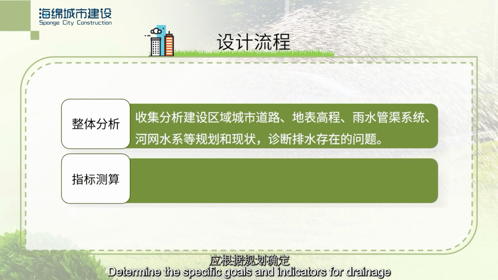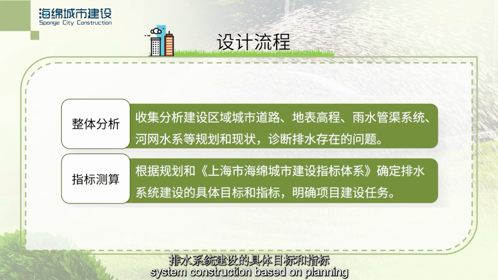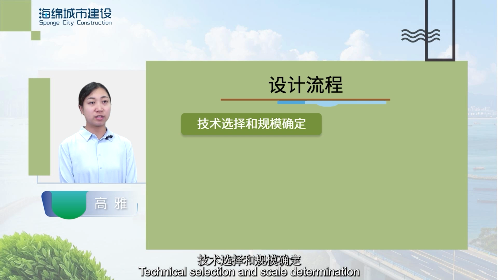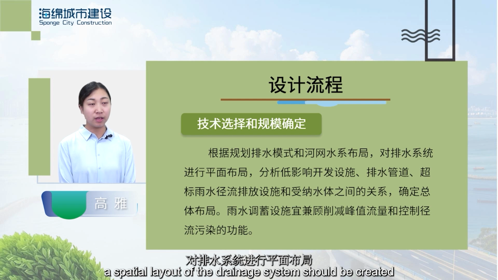Index calculation: determine the specific goals and indicators for drainage system construction based on planning. Clarify project tasks, technical selection and scale determination based on the drainage model and river network layout in the planning area. A spatial layout of the drainage system should be created.